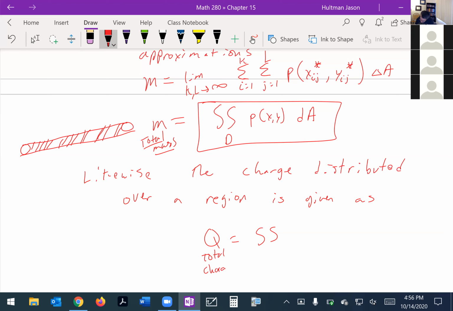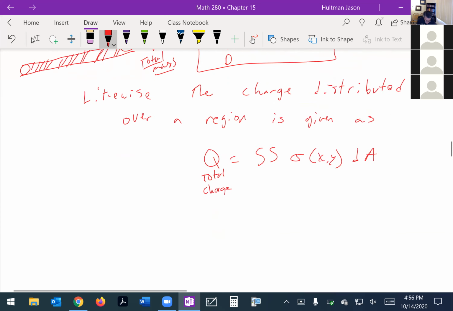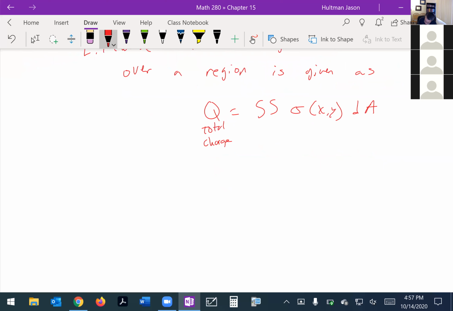Total charge is given by the double integral of sigma of xy dA. So some function that tells me how the charge is distributed, and that gives me the total charge. Let's see what this is.